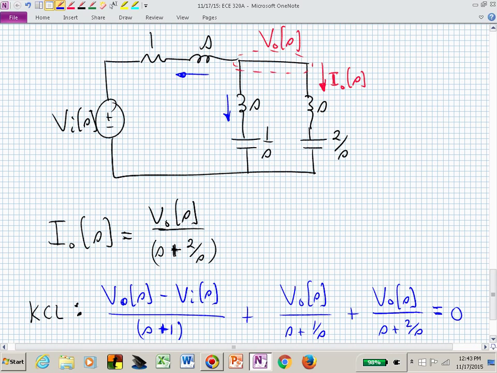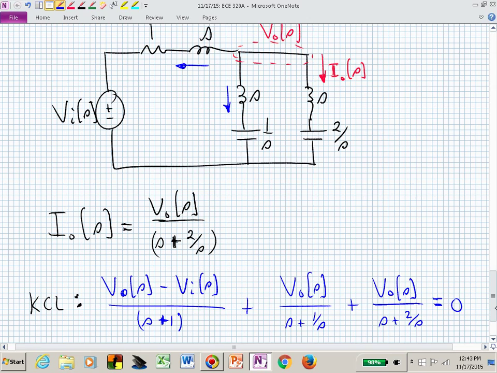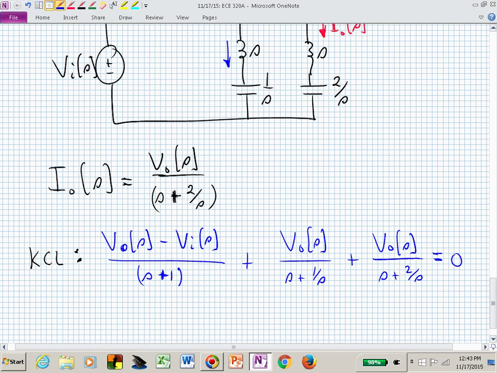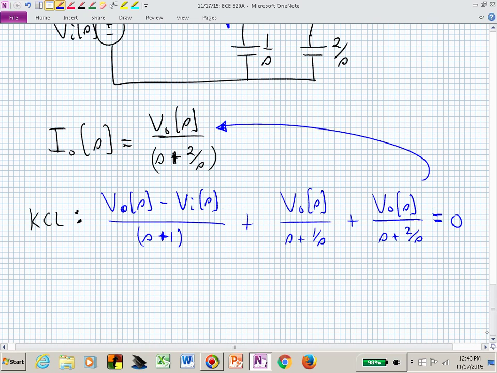V sub I is our input. But now if we solve for V sub 0 and put that in here, then may I just say, you've all seen that cartoon where the professor's up at the board and then he says magic happens and then he writes the answer, sort of. That's what I'm saying here, except instead of magic, it's just algebra.